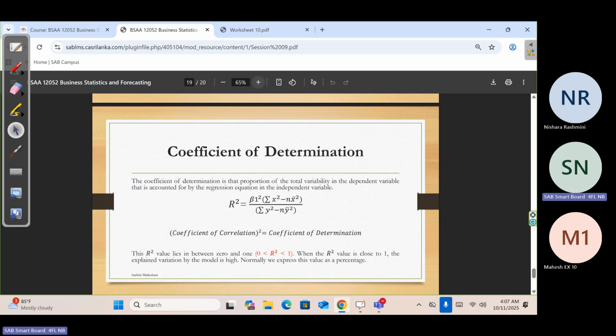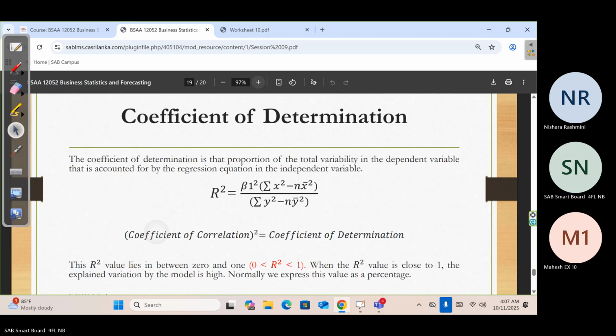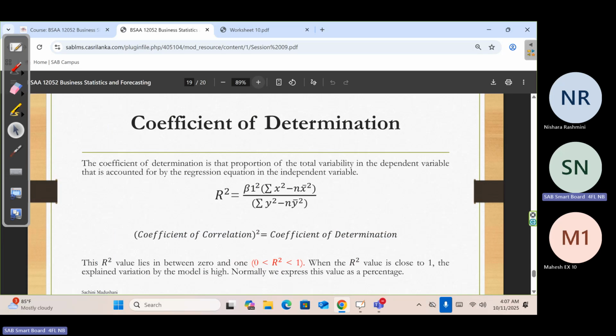The last concept today is what we call the coefficient of determination. Okay, coefficient of determination means, in the first line, explain what the coefficient of determination is. It explains the proportion of the total variability in the dependent variable that is accounted for by the regression equation. It means we take this similar example.